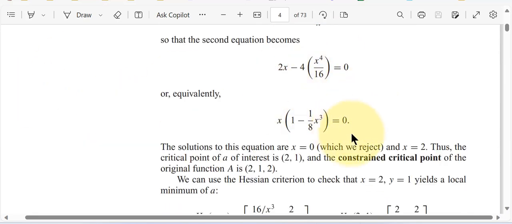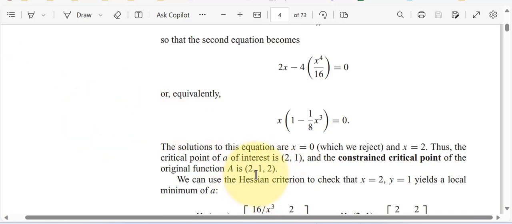And when they go through the algebra, they get that x equals 0 or x equals 2, but they reject that x equals 0 because they're not thinking about a box that has 0 length. So the point is x equals 2, and then they solve for y, I guess, and they get 2 comma 1. And then they can figure out what the z is based on that, because we have the constraint about the volume. So I guess it's 2, 1, 2.